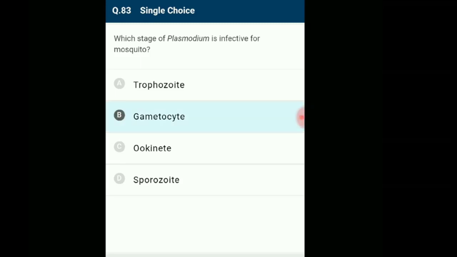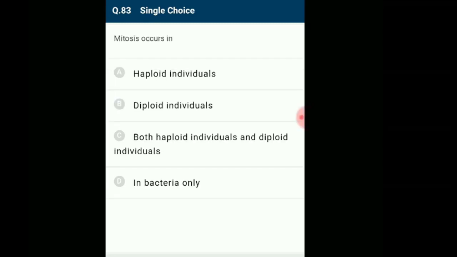Gametocyte. Question number 83. Mitosis occurs in. Mitotic cell division takes place in somatic cells of multicellular organisms that arise from a single cell by mitotic divisions. Body growth of multicellular organisms and replacement of lost cells is accomplished through mitosis. Animals undergo open mitosis where the nuclear envelope breaks down before the chromosomes separate, while fungi undergo closed mitosis where chromosomes divide within an intact cell nucleus. So the answer is option C, both haploid individuals and diploid individuals.